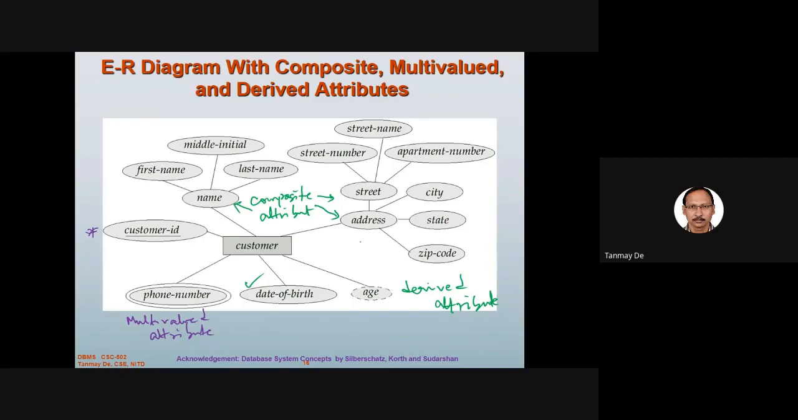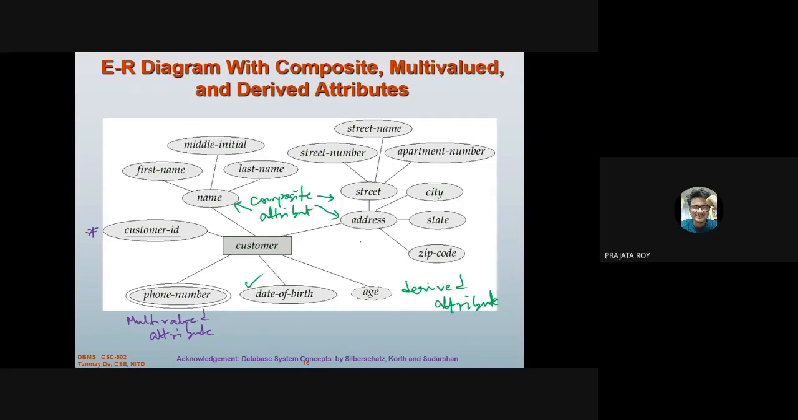And any composite attribute in this example: the address may contain a number of simple attributes like zip code, state, city, and street. Street maybe is a composite attribute: the street number, street name, apartment number, and so on. Okay, so these are the examples. By that example, I want to make clear the difference between the different types of attributes, as well as how the derived attributes compute their value.